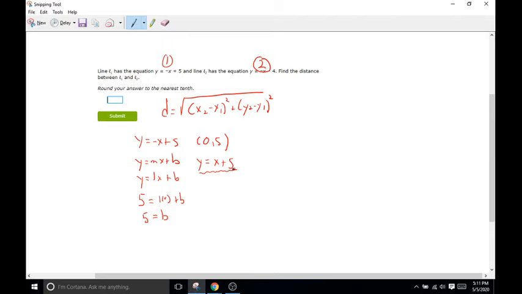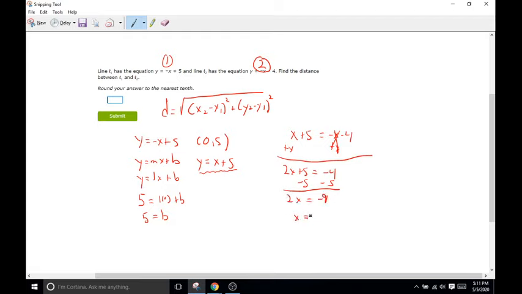Because we have y equals x plus 5 and we have y equals -x minus 4 over here, we're just going to set them equal to each other, right? Since y equals this and y equals that, we can just set the x plus 5 and the -x minus 4 equal to each other. So we'll do that right now. We'll go x plus 5 equals -x minus 4. And so I'm going to add x to both sides. We have 2x plus 5 equals -4. Then we're going to subtract the 5 from both sides. We're left with 2x equals -9.